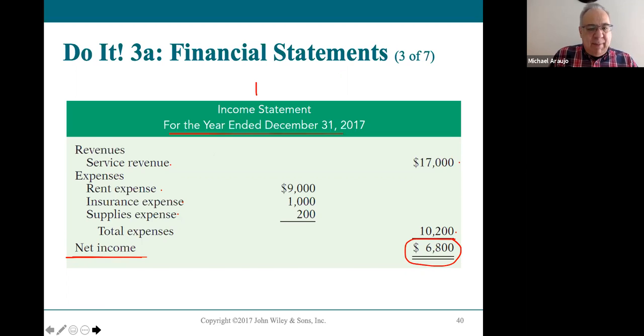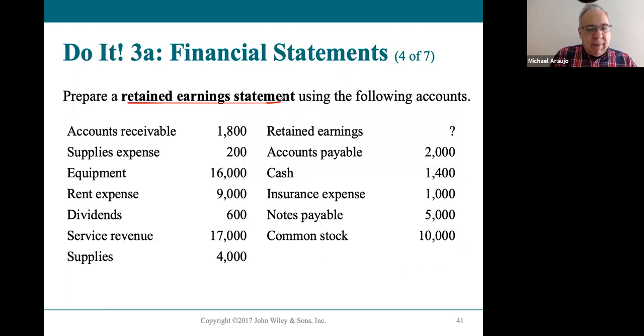Right. The next statement that we do is the retained earnings statement. And as you notice, the retained earnings has a big question mark because you have to prepare the retained earnings statement to get what that question mark is. Retained earnings statement has, of course, 2 things for sure on it. The net income that you just calculated, right? And dividends. Dividends are provided for you right here. So it looks like they did take $600 of their profit and shared it with their owners in the form of a dividend.